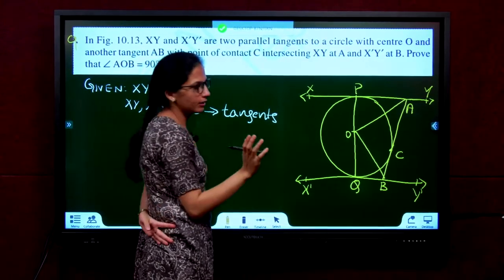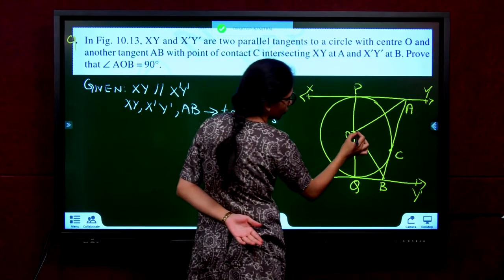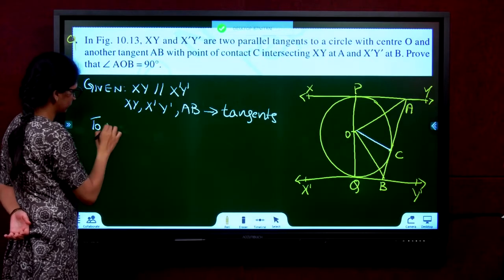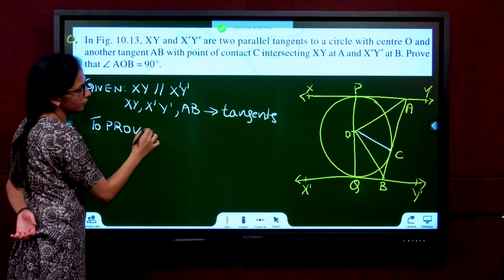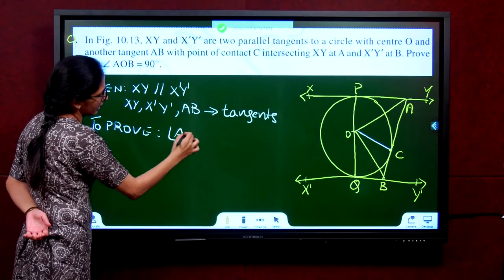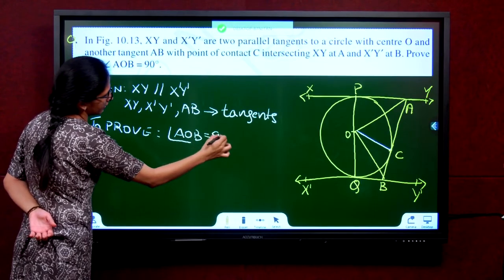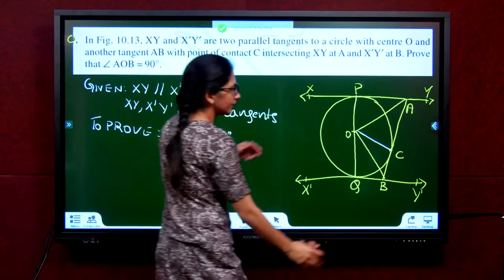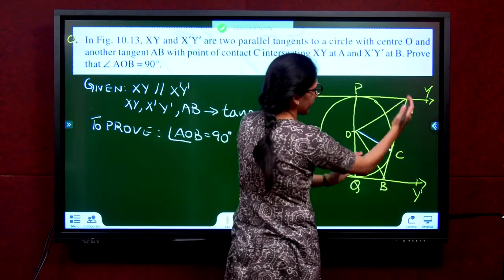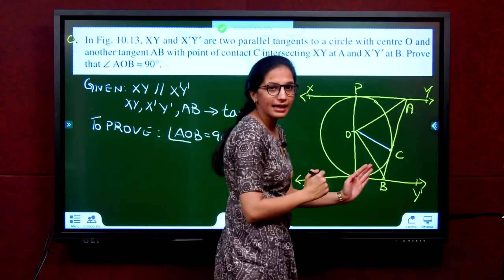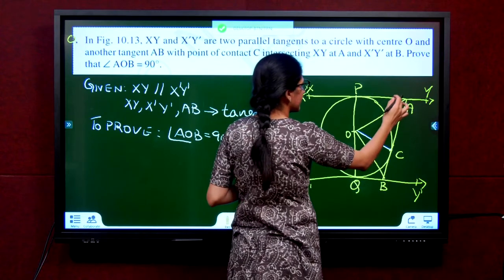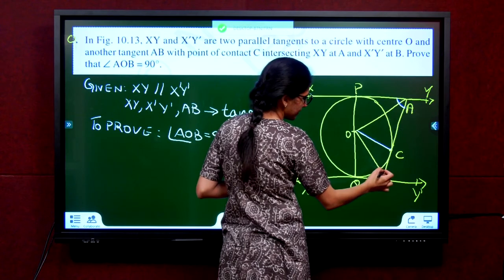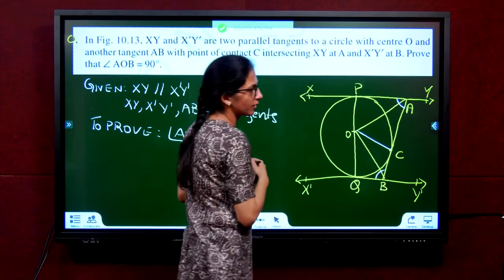We'll just do one small construction in this. Join O to C. Okay. So what do you have to prove? We have to prove angle AOB is 90 degrees. Now understand carefully. These two lines are parallel. AB is a tangent, so AB acts like a transversal. Can I say this angle plus this angle is 180?